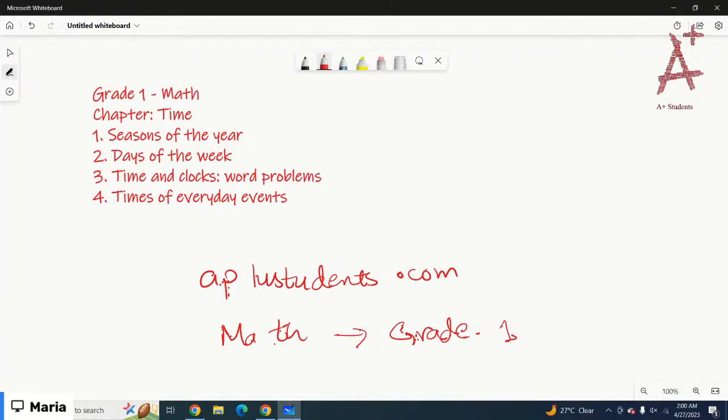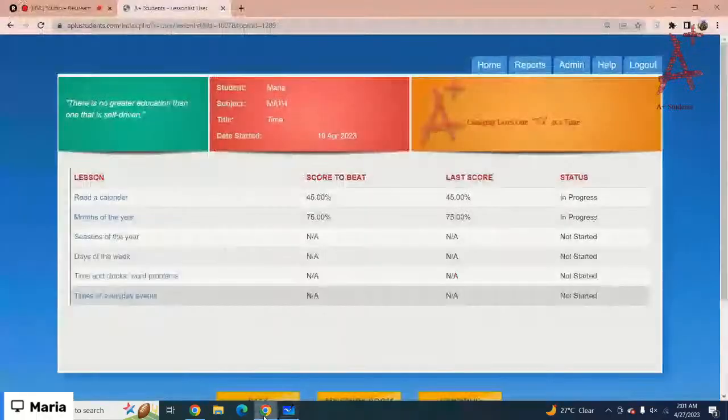So there you can find a list of the chapters. We're going to start with the chapter time. And the lessons we're going to cover today are seasons of the year, day of the week, time and clock, word problems, times of everyday events. So let's just start with the first lesson, that is seasons of the year.